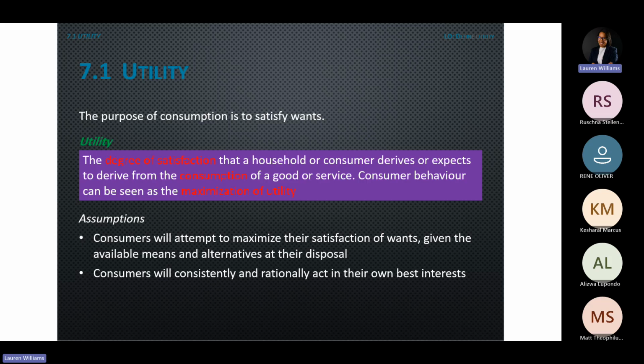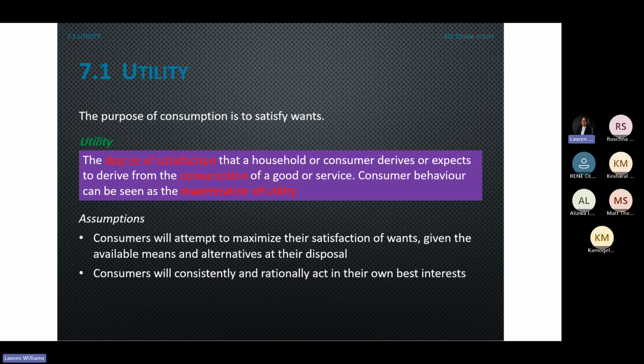And then the third cup will be slightly lower, the fourth cup slightly lower, and that's what we mean. You're chasing that high level of satisfaction the whole time in consuming goods and services. So basically we're making the assumption here that consumers will attempt to maximize the level of satisfaction or their wants given their means at their disposal.